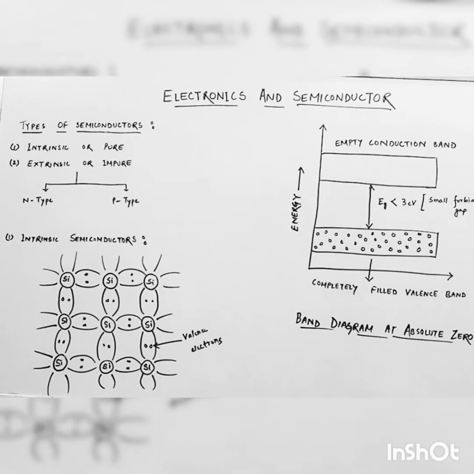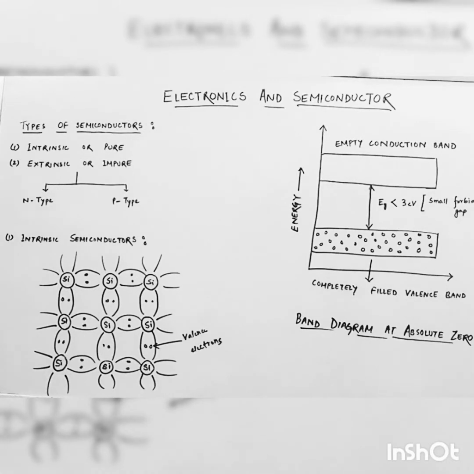So there are mainly two types of semiconductors. Number one is the intrinsic or pure semiconductor. Number two is the extrinsic or impure semiconductor. Pure means natural, we do not add anything. Impure means obviously we are adding something, adding some kind of impurity. So that is why they are known as impure semiconductors. Impure semiconductors are again divided into two types, N-type semiconductor and P-type semiconductor. So first of all, let us see what is an intrinsic semiconductor.